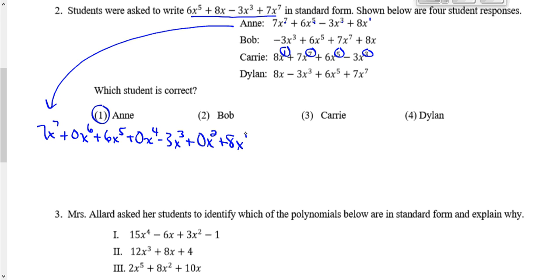How many x to the 0s are there? 0x to the 0. I mean, that's kind of absurd, right? But technically, you could rewrite it with those placeholders in there. And I think in Algebra 2, if they still do polynomial division, you'll have to do that. But anyway, that didn't have a whole lot to do with this problem. I just wanted to illustrate it to you.